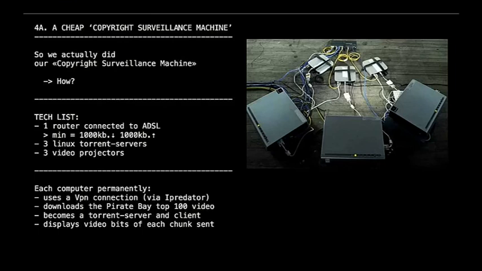In order to cover our own asses, as well as those of the gallerists and people who wanted to actually exhibit the work, we decided to use a VPN. In this case it was iPredator, although now we have a hard time paying for it, so we've switched to another one. Initially that was the idea, and it was also consistent because we were sourcing our lists of media from the Pirate Bay's top 100 lists of most popular torrents. Each computer downloads every day the top 100 list of the most shared videos, and each of them becomes a torrent server and client, and they display the chunk requests as they go.